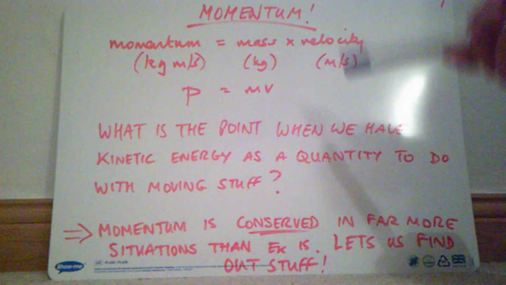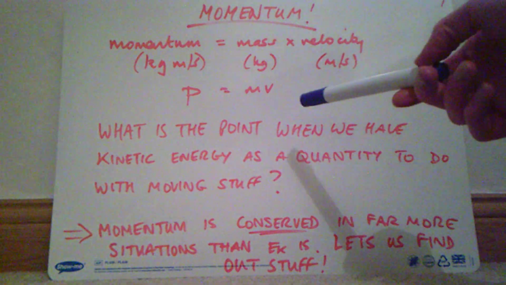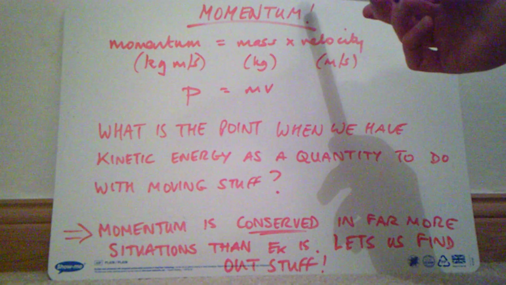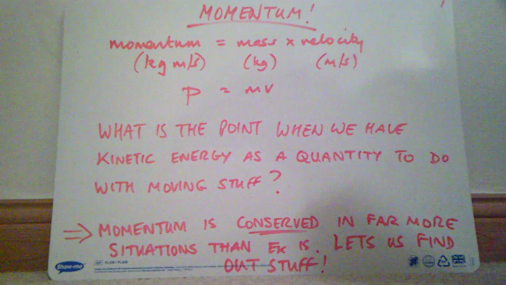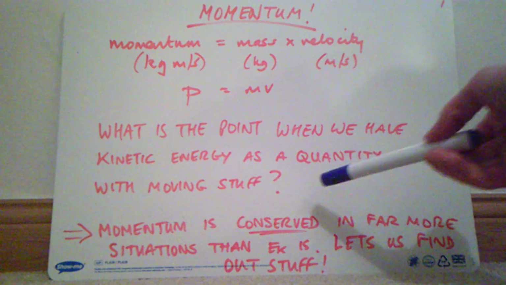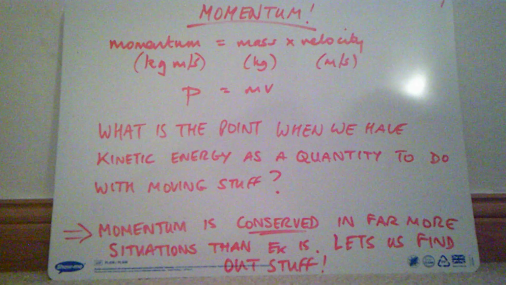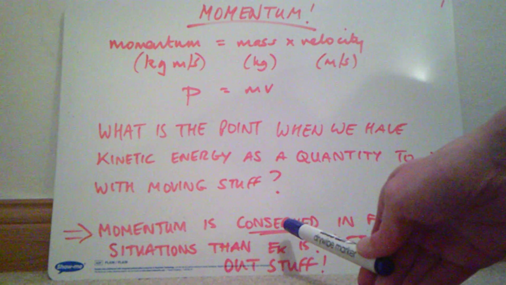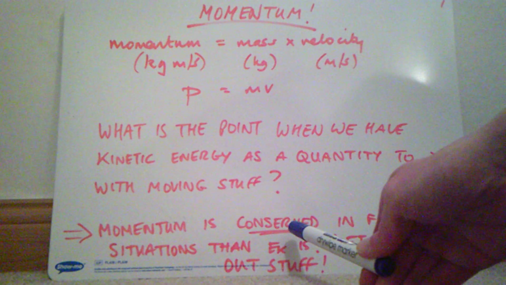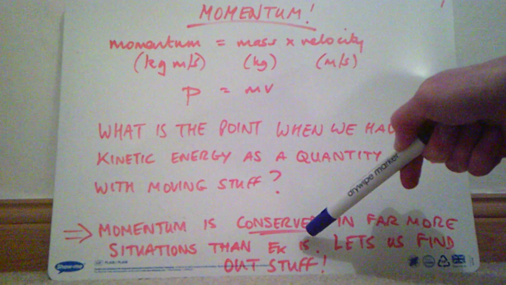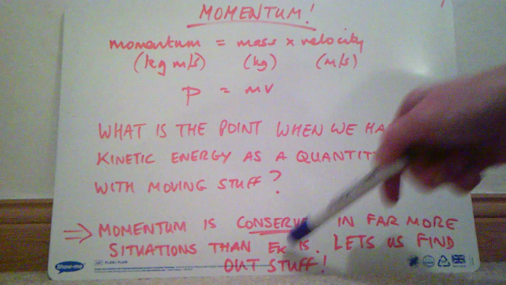So you might think, what the hell is the point in having this new quantity to do with speed when we already have speed and we've got kinetic energy as quantities to do with moving stuff? Well, the answer is momentum is a quantity which is conserved, meaning it stays the same in far more situations than kinetic energy is. And this lets us find out stuff.